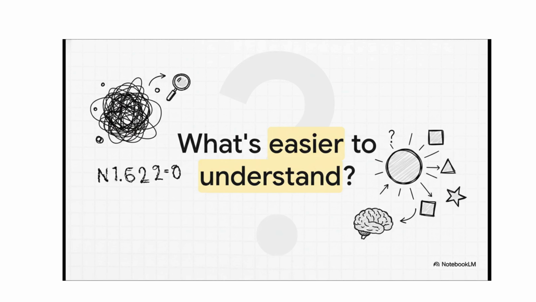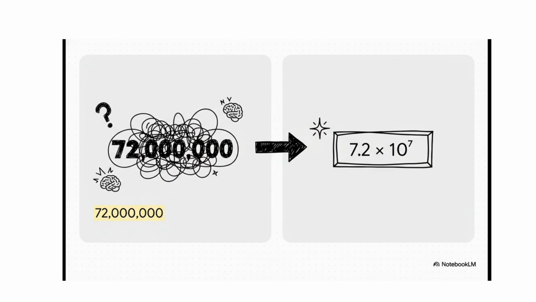Okay, so let's just be real for a second. Which one of these actually makes more sense to your brain at a quick glance? Is it the one on the left where you've got to physically stop and count all those zeros? Or the one on the right? It's clean, it's compact, and it tells you the scale of the number instantly. Yeah, it's a no-brainer, right?